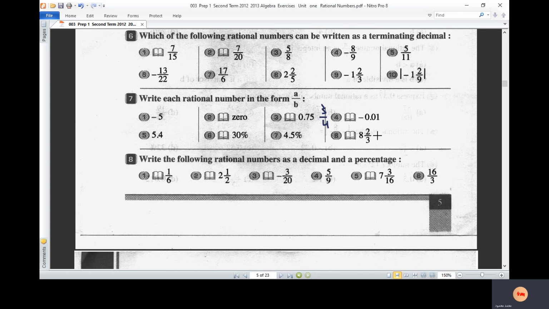8 and 2 thirds, you will change it into an improper fraction. So 3 times 8 is 24, 24 and 2 is 26, over 3.